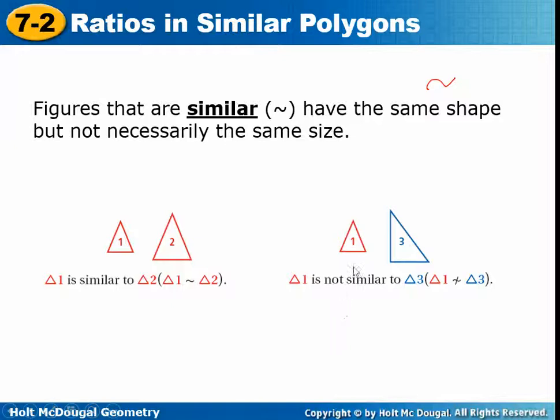Now in this one, triangle 1 is not similar to triangle 3. We don't usually even write that triangle 1 is not similar to triangle 3 with symbols, but you could. Generally, we will only write the similarity symbol if they are indeed similar. Triangle 1 looks like an isosceles triangle, and triangle 3 looks like a right triangle, maybe scalene. So those are not similar to each other.